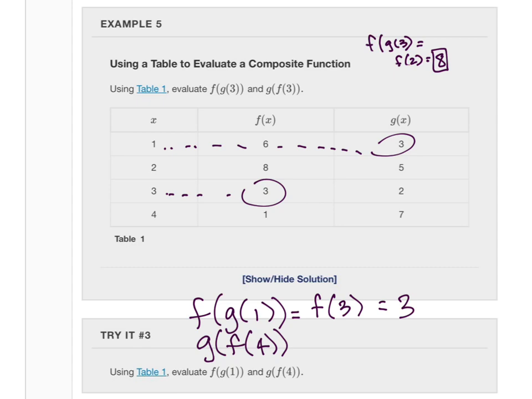Not so bad? That's it. If y'all would wake up, this isn't hard. This is a puzzle. It's fun. Okay, next one. G of f of 4. What is f of 4? 1, right? So this is going to equal g of 1, and g of 1 is 3. 3 again. Oh, this makes more sense now.